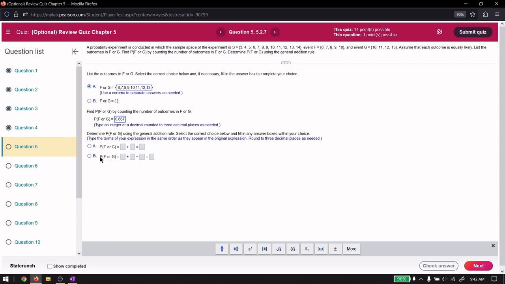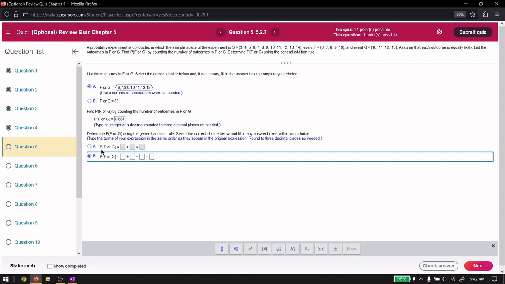The probability of F or G, right, they're not disjoint. If they're disjoint, you don't have to worry about this in that case. But they're not disjoint. 10 is in both. So you have to use the general one.